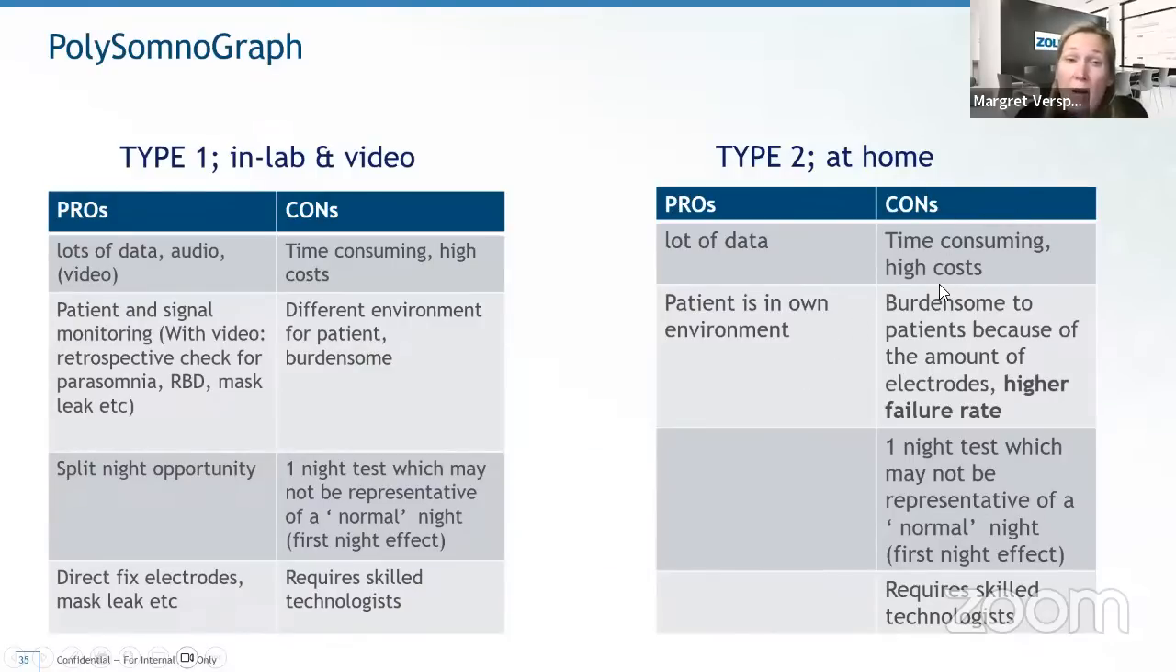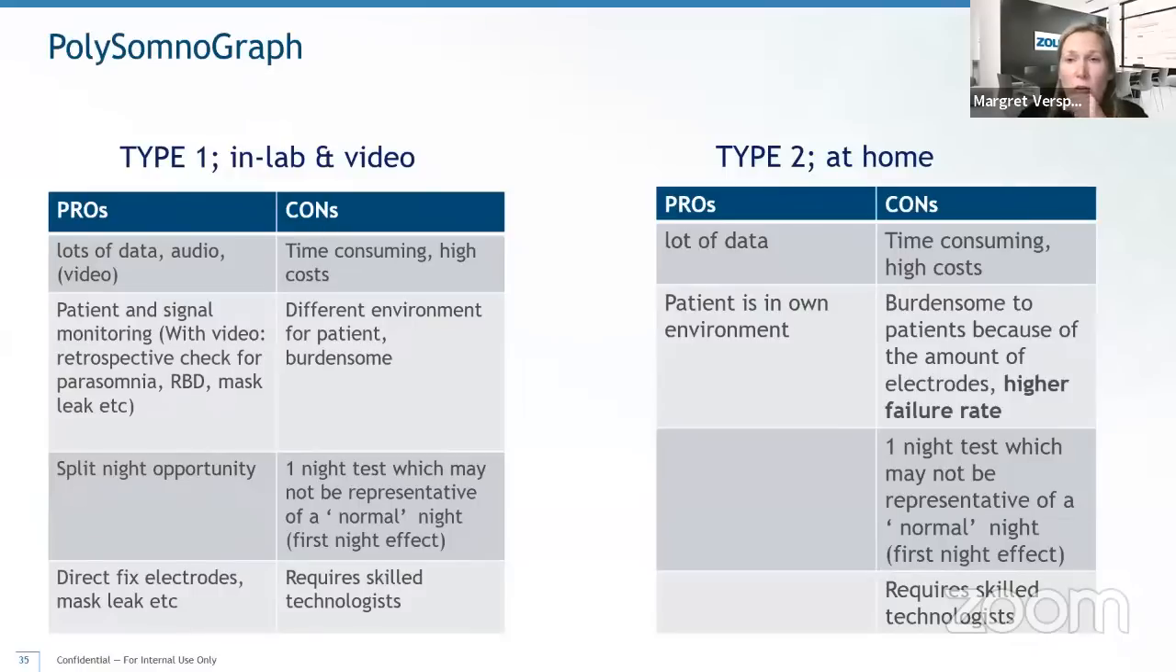Type 2 at home, also a lot of data, patient in their own environment, but again time consuming, high cost, because we have the same amount of data, no video maybe, but a lot of data to do the interpretation. It's burdensome for the patient, a lot of electrodes, and there's a higher failure rate. Why? Because the patient is at home. There is no opportunity to directly fix electrodes or whatever. And we still have the first night effect because the patient has a lot of electrodes.